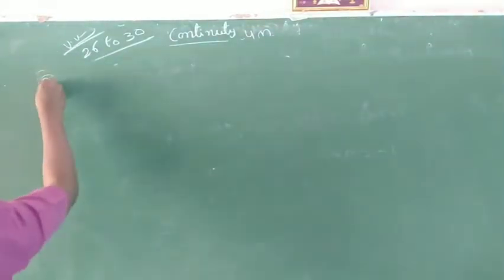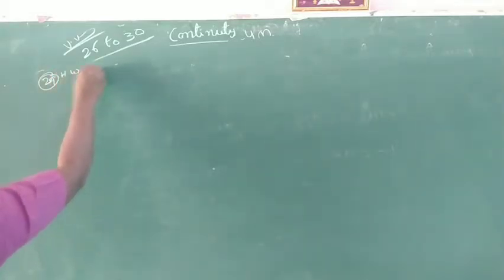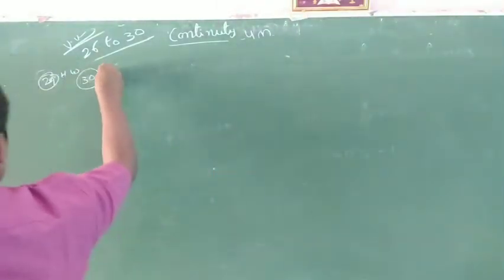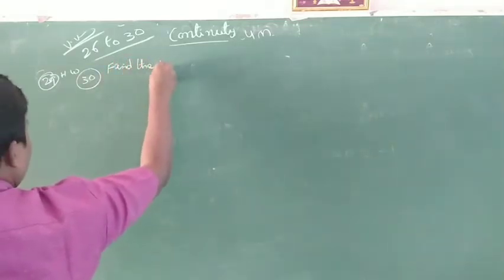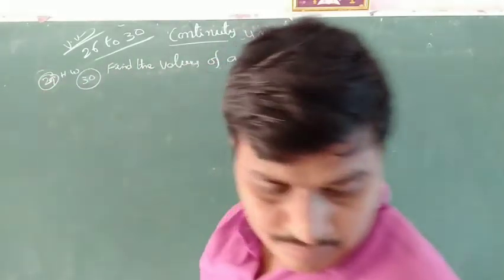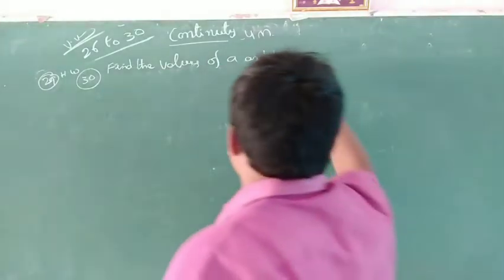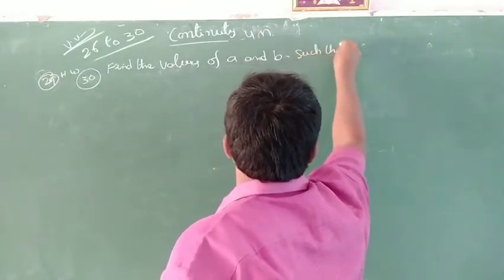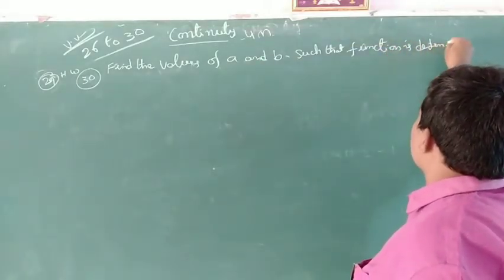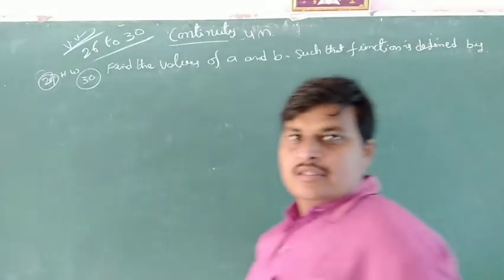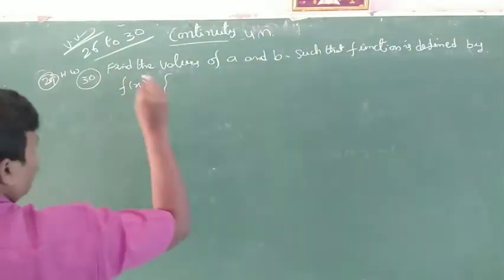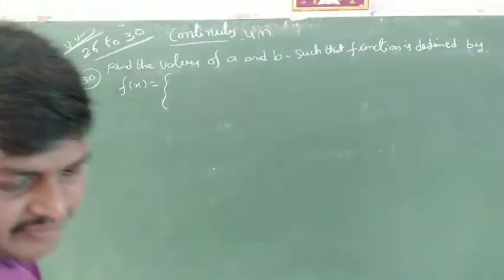Next, 29 is homework. 30 is: find the values of small a and b such that the function is defined by f of x is equal to 5 for x less than or equal to 2, ax plus b for 2 less than x less than 10, and 21 for x greater than or equal to 10.